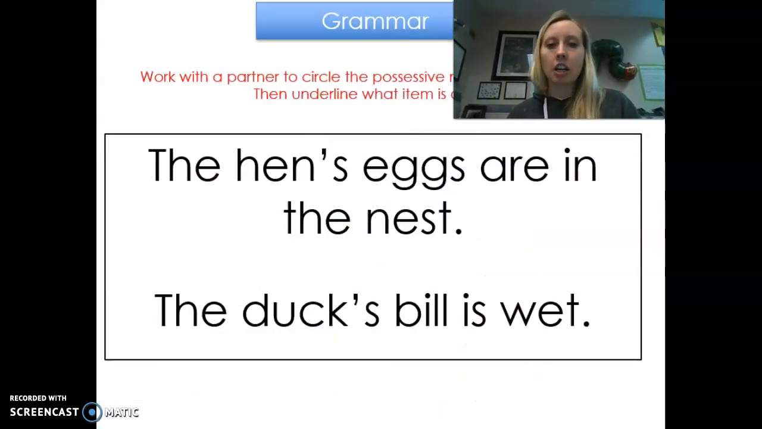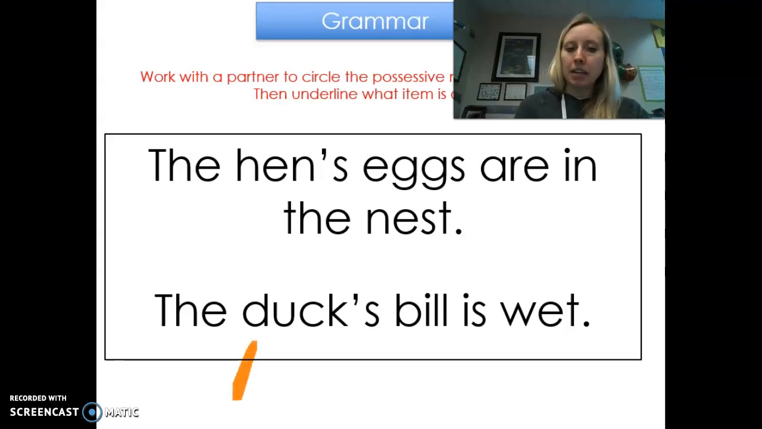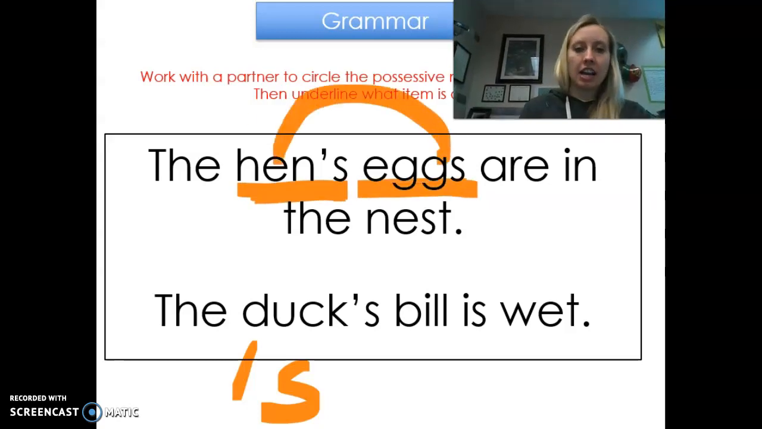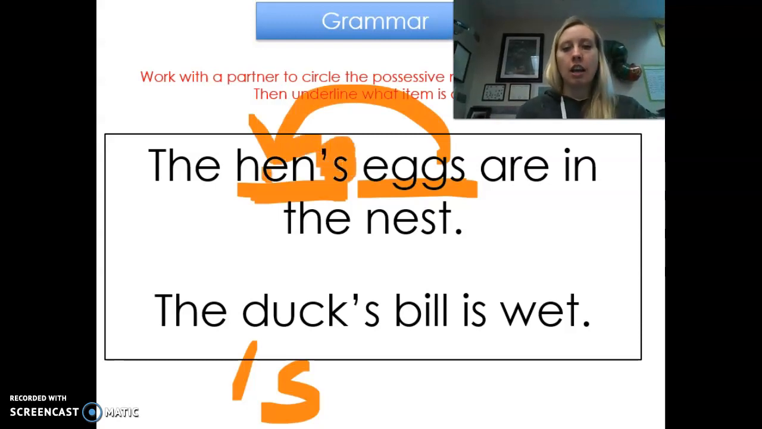Okay, we are talking about possessive nouns. So a possessive noun tells you who owns something and what they own. So the hen's eggs are in the nest. Now the biggest hint is the apostrophe S. So hen's, and what are the hen's? Eggs. The eggs are the hen's. Apostrophe S tells you it's hers. And what is hers? The eggs.